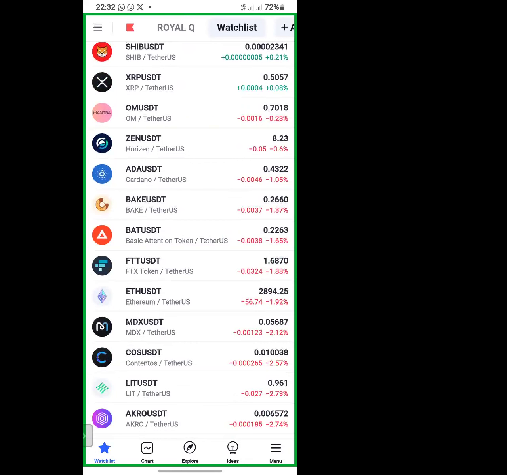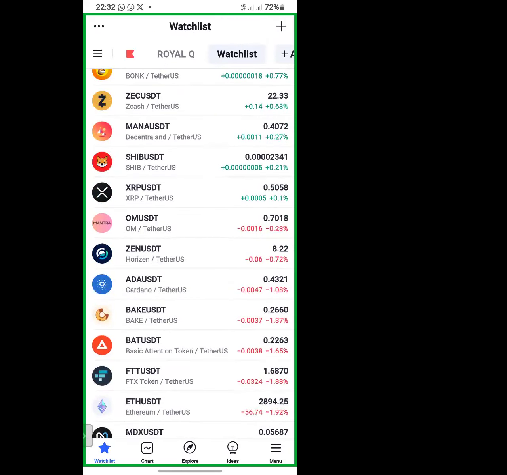Whatever figures you see, the percentage you see in red and green, we call that percentage change, or it is the momentum that drives the market.